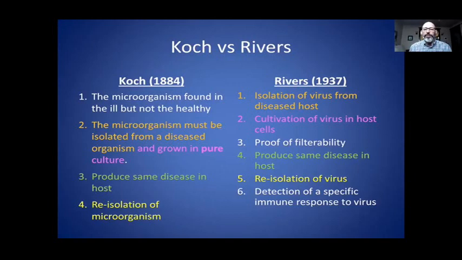Then the fifth criterion is re-isolation of the virus. So that's from the person that you produced the disease in. You can once again isolate that particle or agent from that person. And then finally, the detection of a specific immune response to the virus. And this is much more difficult to prove because of the specificity issue, but I'm not going to really cover that very much during this talk because it is, in my opinion, the least important of the criteria.